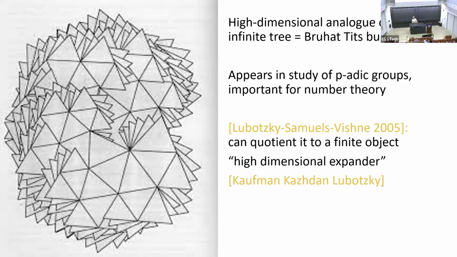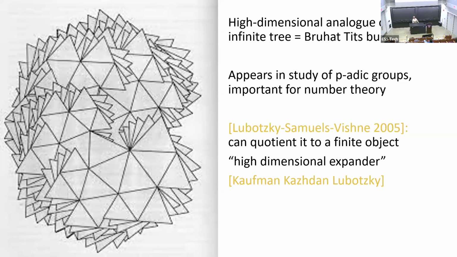So Lubotzky, Samuels, and Vishne decided to try and construct finite quotients of this object in analogy to how finite quotients of the infinite tree gave expanders. And they succeeded. And then they got this object that they called Ramanujan complex, just like before it was a Ramanujan graph. I think especially Alex Lubotzky just thought that he has something really amazing in his hands, and he just tried to convince other people to look at it. And I think he succeeded.